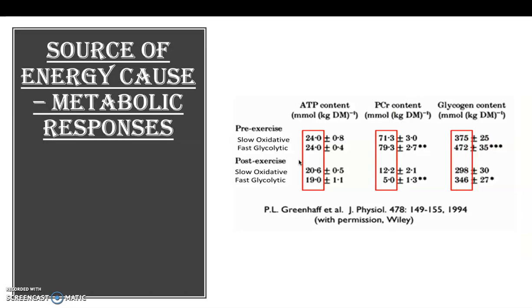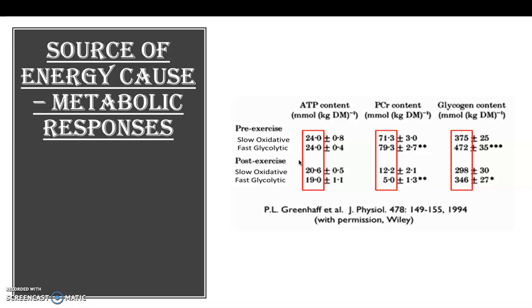Here we have a diagram to demonstrate the different stores in exercise and their volumes at pre and post exercise. And this is demonstrating the sources of energy and the metabolic responses by the body and how we are using the stores in order to produce the energy needed. So firstly, we have the ATP content, and in the slow oxidative and fast glycolytic fibres there is a volume of 24 millimoles in slow oxidative fibres and fast glycolytic fibres as well.